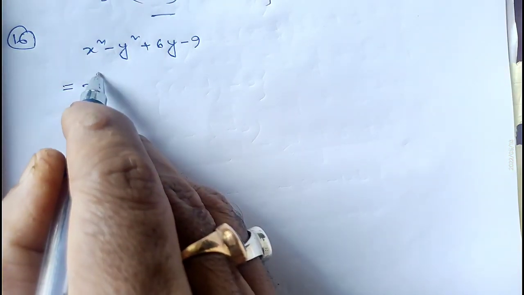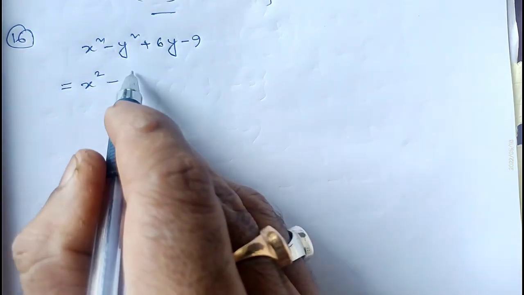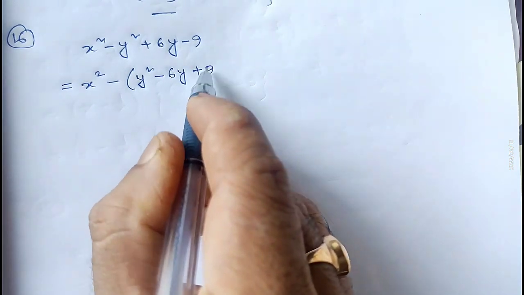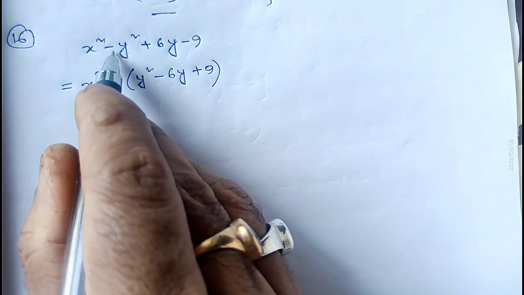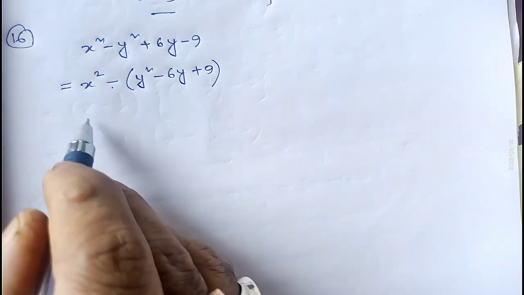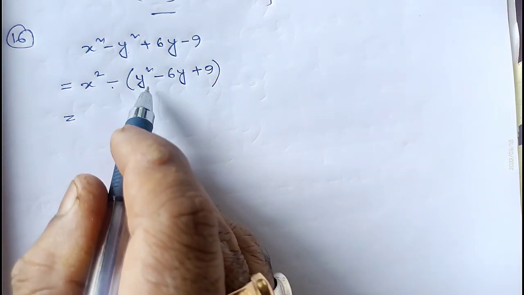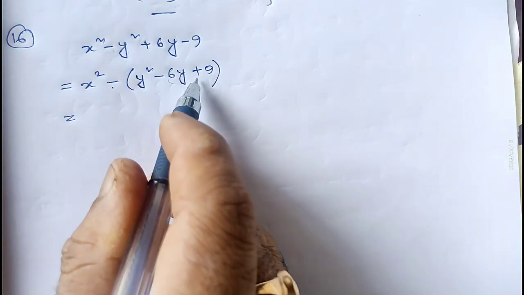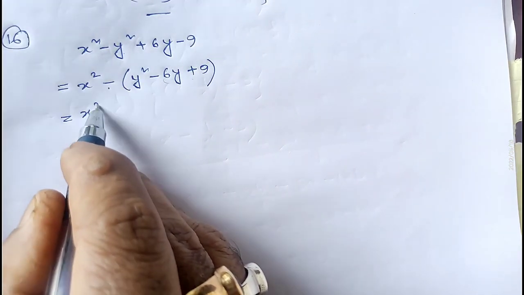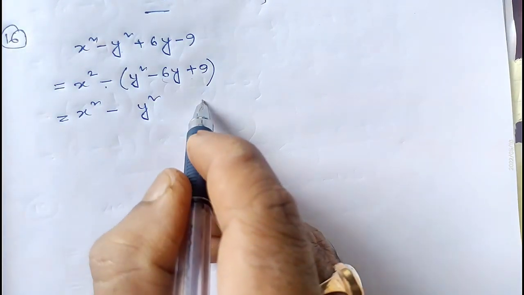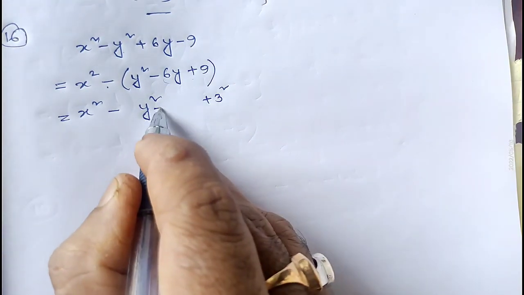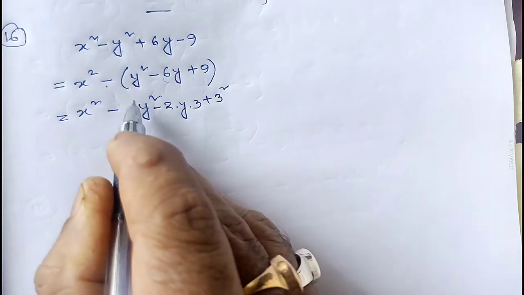This x square will remain as it is. Here we can keep it in a bracket, y square minus 6y plus 9. Just because I have taken minus common, this minus will become plus, this plus will become minus, and this minus will become plus. Now here we can apply one formula, that is a square minus twice ab plus b square, that is a minus b whole square. So it can be written as x square minus y square plus 3 square, since 9 can be written as 3 square, so it will be minus twice y into 3.